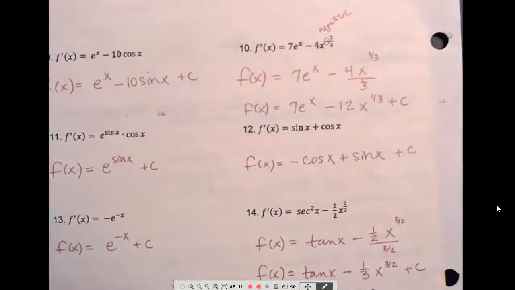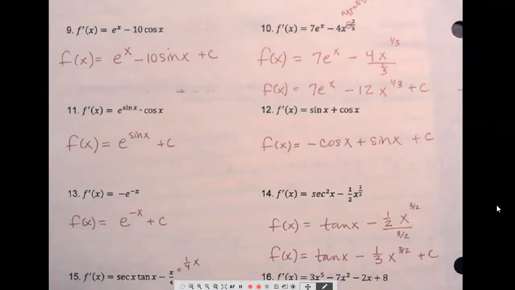Okay, number 9, 10, 11, 12, 13, 14. Check your answers and just call out the ones that you need some explanation on. 11, okay. Any others that you need explanation? 14. Any others through 14? 13.